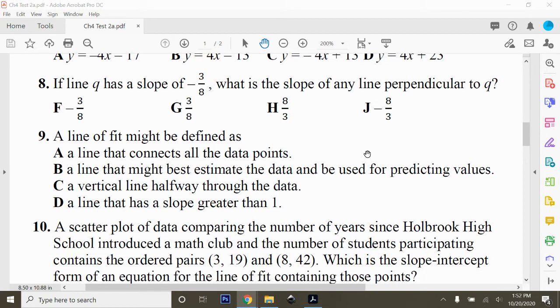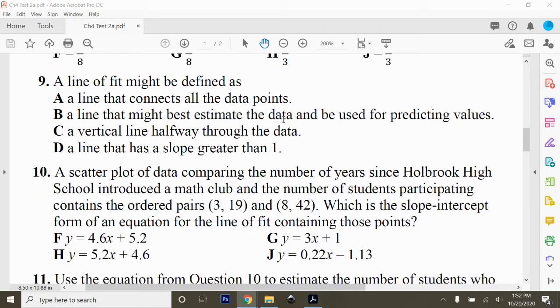8. If line Q has a slope of negative 3/8, what is the slope of a line perpendicular to Q? F, negative 3/8. G, 3/8. H, 8/3. J, negative 8/3.